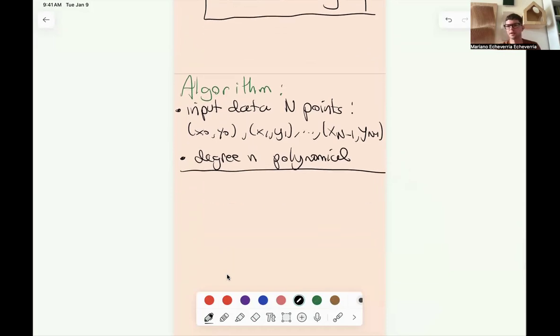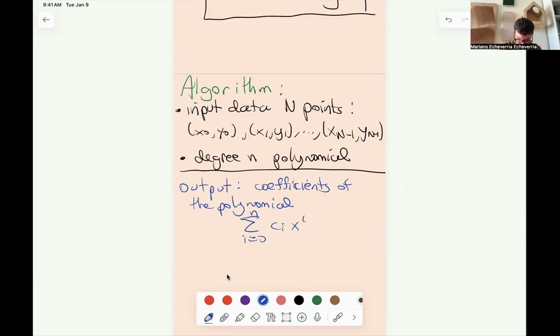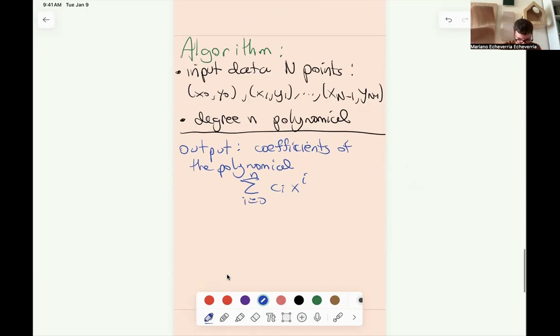And then the goal is to find, what you're trying to find, the coefficients of the polynomial. So the output is going to be the coefficients of the polynomial, which minimize the error squared. I won't write the formula again, I'll just write it like this.